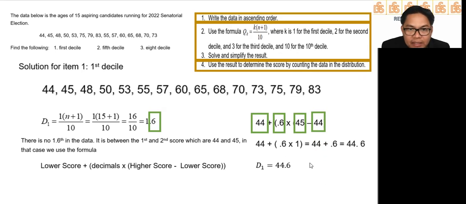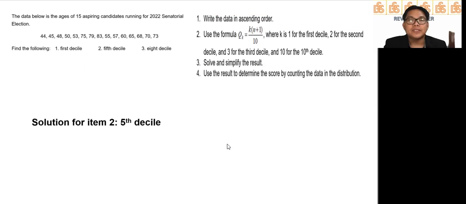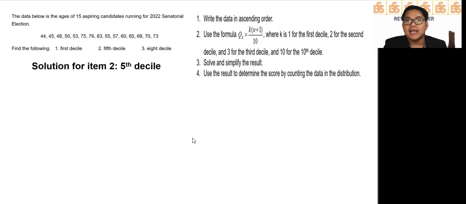So we have 44 plus 0.6 times, and you start with this, 45 minus 44 is 1. 1 times 0.6 is 0.6, plus 44, you get 44.6. Therefore, the first decile is 44.6. Let's proceed to the next, the fifth decile.